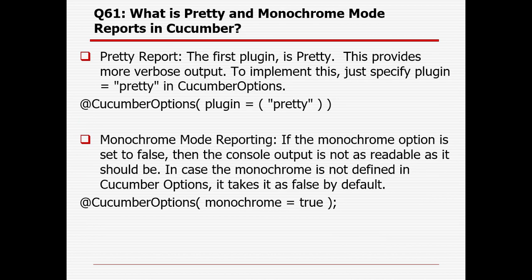What is the pretty plugin and monochrome mode report in Cucumber? Pretty is the first plugin in the test run class. This provides more verbose output. To implement this, just specify plugin equal to pretty in the Cucumber options.